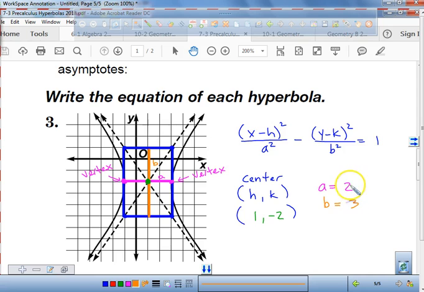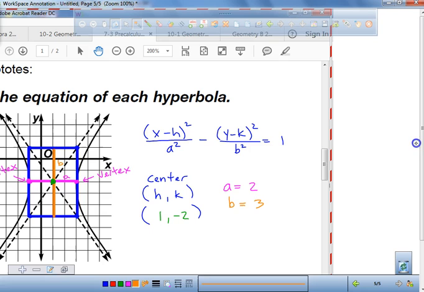Now remember when I said A is not always going to be bigger than B. A is always bigger than B when you're dealing with an ellipse. It's not always the case when you're dealing with a hyperbola. So now we have all of the information that we need to be able to what? Write our equation. So here we go.